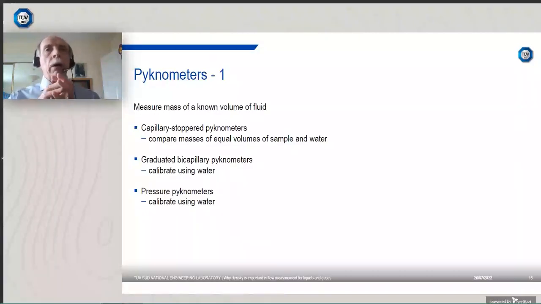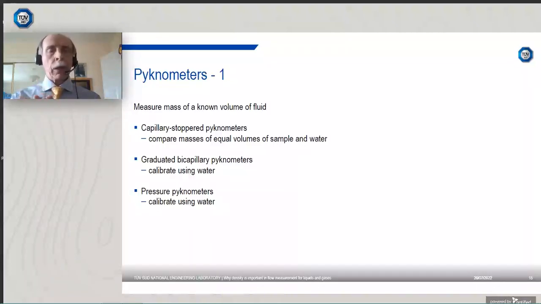Next technique I want to look at are pyknometers, where you measure the mass of a known volume of fluid. So again, this is very close to the fundamental definition of density. You've got mass and volume. And again, there are a number of ways that you can do that. You can use capillary stoppered pyknometers, where you compare masses of equal volumes of a fluid and a reference fluid, typically water. Similar to that is the graduated bicapillary pyknometers, which again are calibrated with water. If you're working at elevated pressures, then you use pressure pyknometry techniques, again calibrated with water.